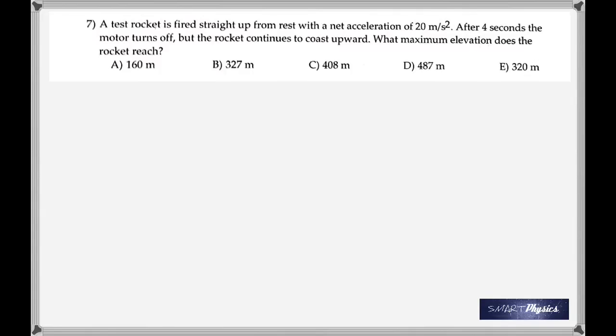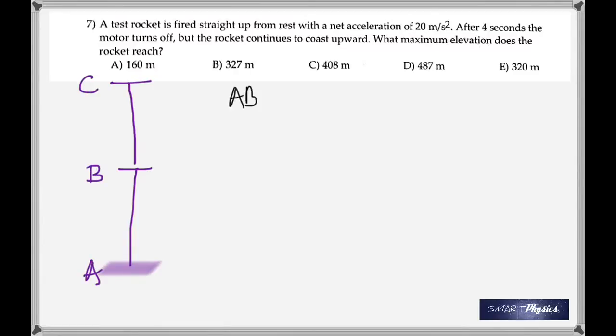Brings us to the seventh one. A test rocket is fired straight up from rest, so the initial velocity is 0. The acceleration is 20 meters per second squared. And after 4 seconds, the motor turns off, but the rocket continues to coast upward. What maximum elevation does the rocket reach?